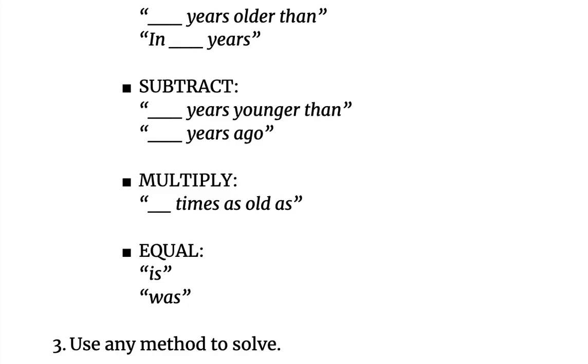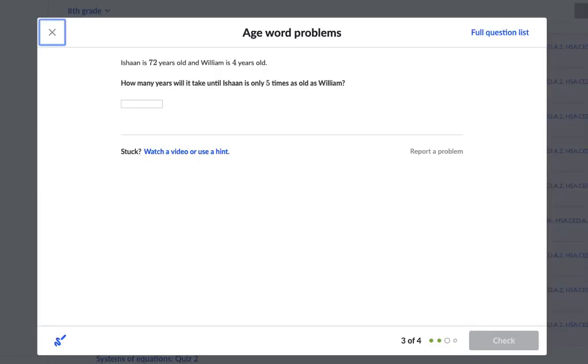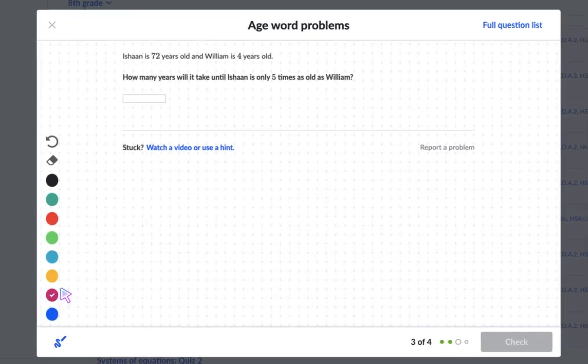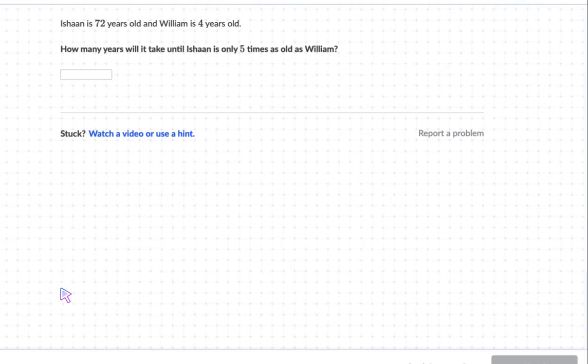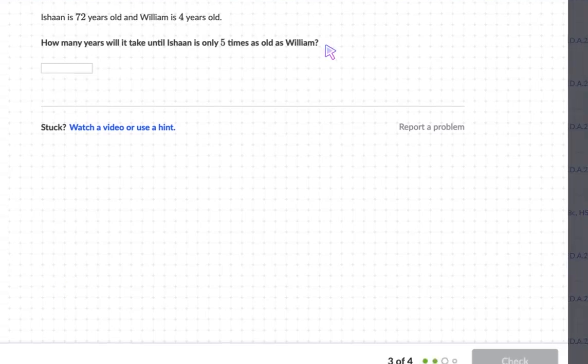Let's take a look at some examples. In this age word problem, they're telling us that Ishan is 72 years old and William is 4 years old. How many years will it take until Ishan is only 5 times as old as William? So in this problem, they're telling us exactly how old the two people are. Those are not our unknown values. What's unknown is the amount of years it's going to take. So we're going to set up an unknown variable for that.